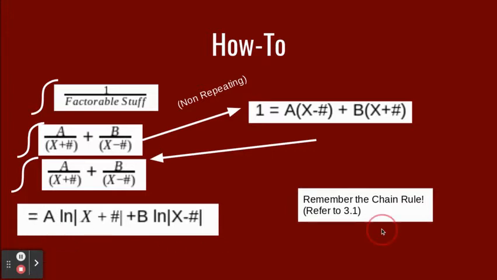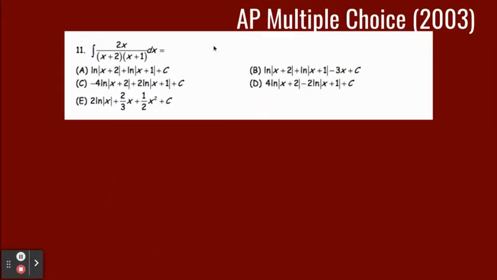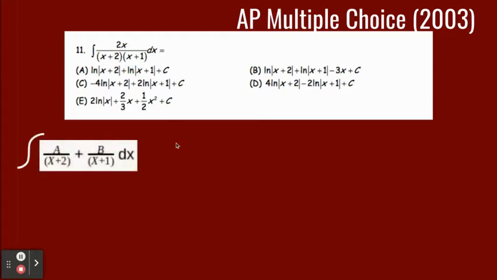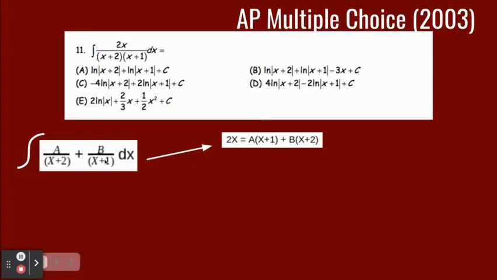So now for the example, it's going to make much more sense here. They give us a 2x over two binomials that have already been factored out. So we can just separate these two on the bottom and then put new coefficients out here that we have to find. To do that, we would set the top 2x equal to a times x plus 1, and then b times x plus 2.